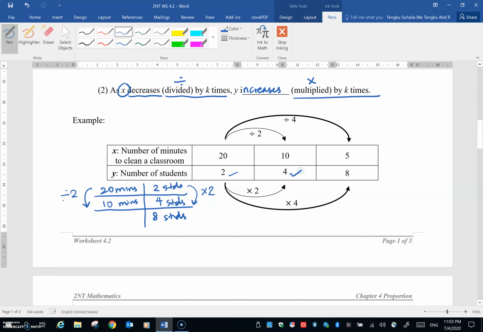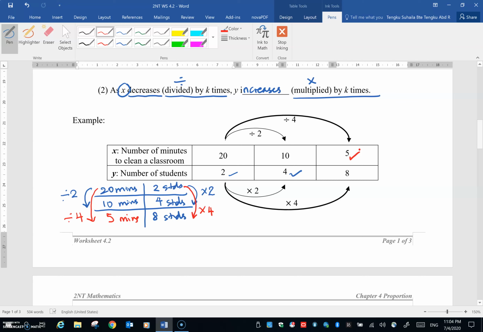Okay, there you go. Then what about the other one? When we have 8 students here, how much time will be taken? So 2 times how many will give you 8? 2 times 4 will give you 8, right? So the other side, instead of times 4, since it's inverse proportion, right? Then it will be divided by 4. So 20 divided by 4 is 5 minutes. There you go. Okay, so that's inverse proportion.